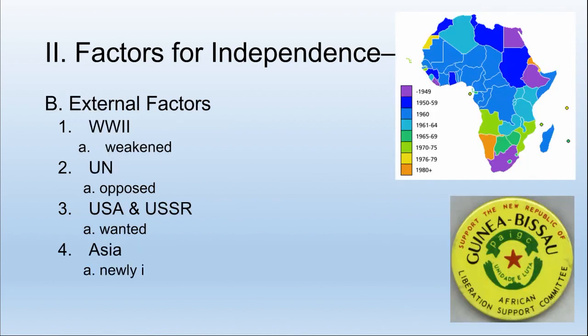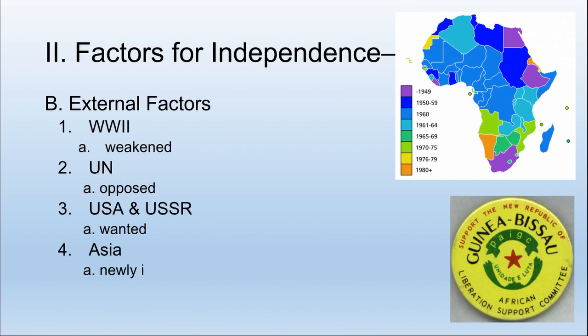Externally, we see a lot of factors as well, and some of this we're hopefully familiar with from our reading earlier this week. The first factor is, of course, World War II. World War II is going to weaken the European powers because they are spending so much time fighting and destroying each other. They no longer have the resources, the wealth, the manpower, or the energy to continue colonialism. So World War II is going to weaken European powers.